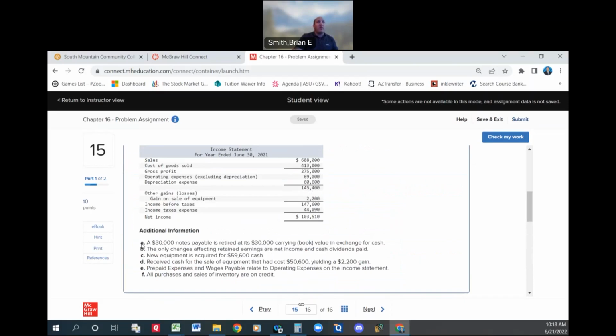So we've already done letter A, letter B, effective retained earnings and net income and cash dividends. Great. So that's good information. So we haven't done B. C and D are done. All prepaid expense wages relate to operating activities on the income statement. Great. We're done with that one. All purchases and sales of inventory are on credit. That's necessary because otherwise we would need to evaluate it differently. But anyway, all that stuff is done. We're good. So the last thing on here is we just need to do the retained earnings.